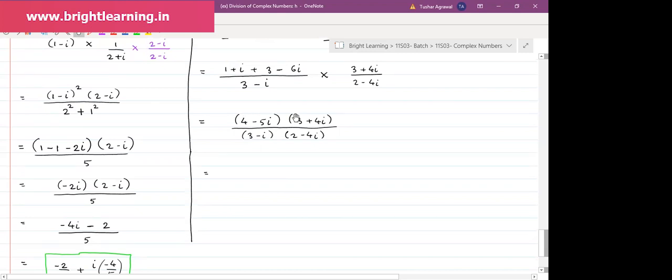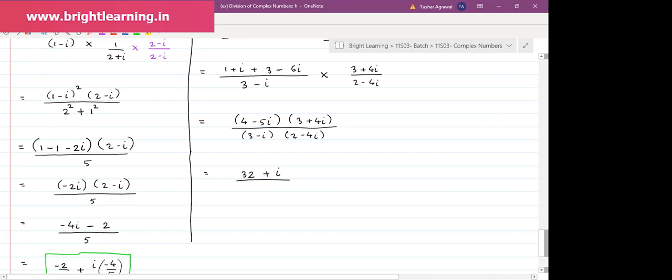Straight multiply: 4 threes are 12, and negative 20 i squared, I will change the sign, so plus 20. 12 and plus 20 is 32. And for the imaginary part, minus 15 plus 16 is plus 1 times i, upon the real part of the denominator.